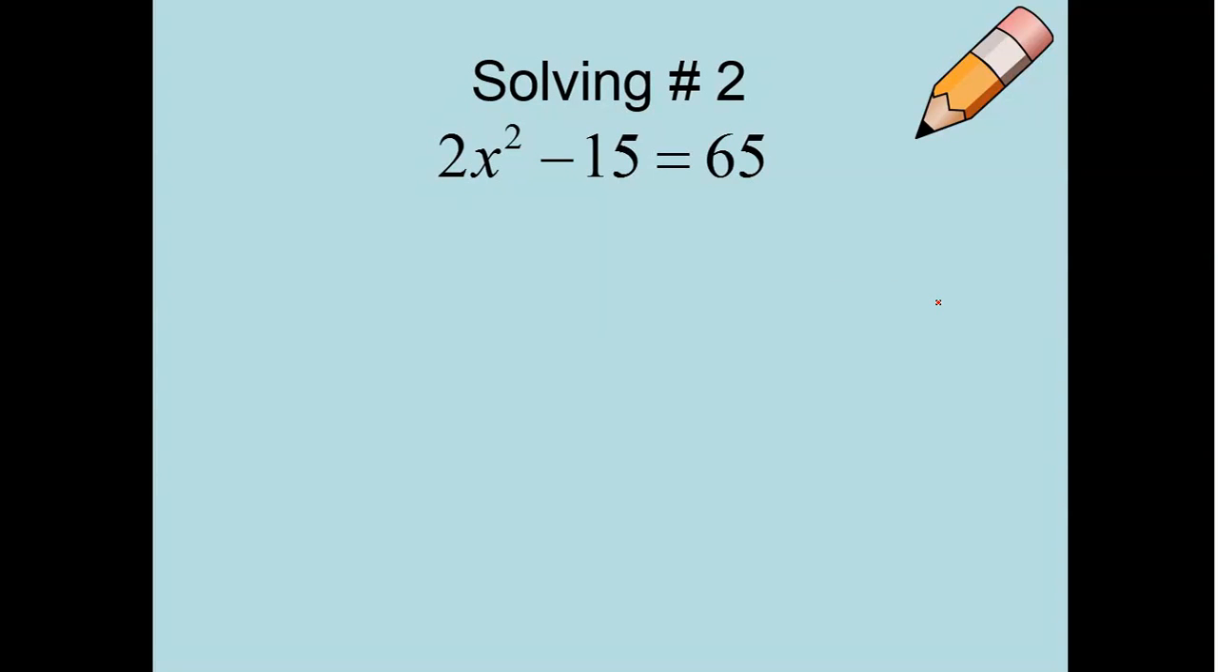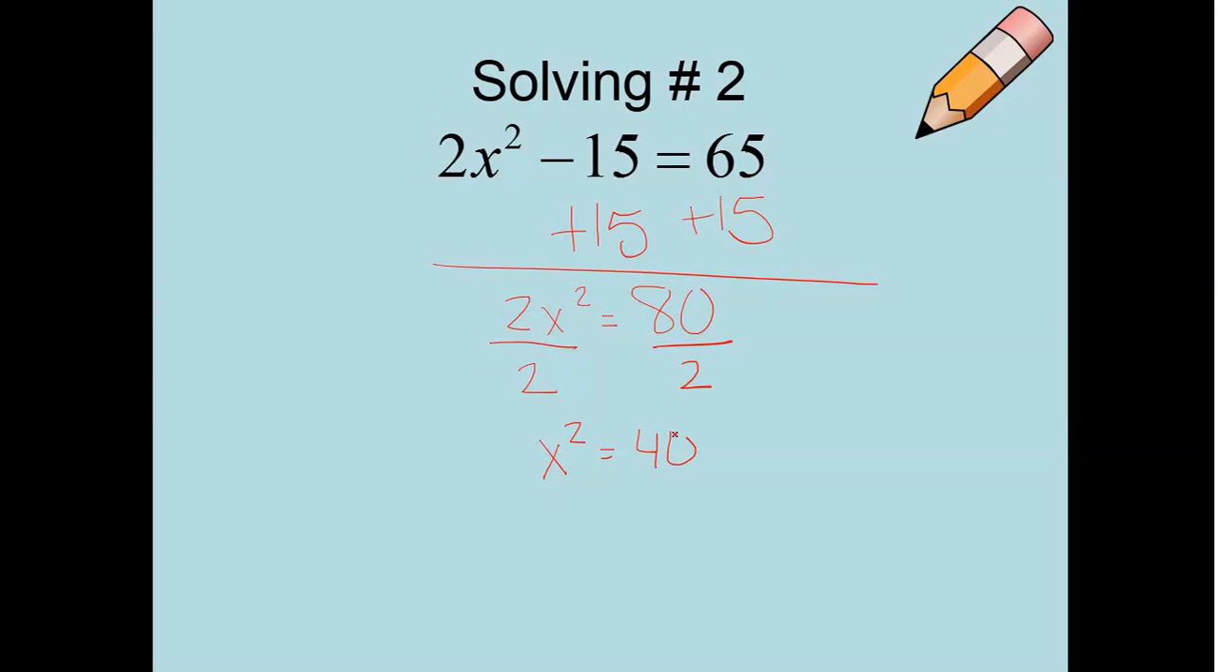Let's try another one. So I got 2x squared minus 15 equals 65. So first of all, isolate your x squared. So I'm going to add 15 to both sides. And I'll get 2x squared equals 80. Yeah? 65 plus 15? That's 80. Let's divide by 2. That's going to give me 40.